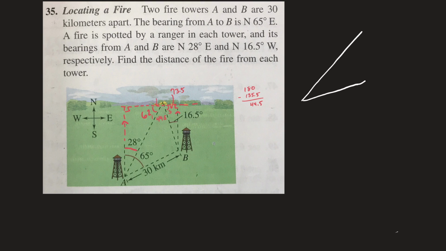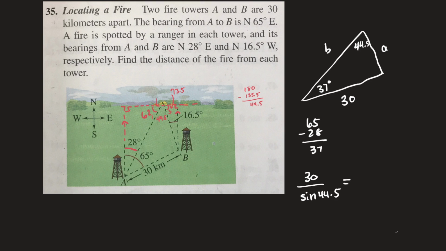That's really, really useful. So now this one is 44.5. I've got to figure this angle out at the bottom. So we're going to say 65 minus 28. It's going to give us 37. So we have 37 degrees here. We know that this is 30. I'm really trying to find A and B. So at that point, I can use the law of sines. Looking for a side length here, we're going to say 30 over the sine of 44.5 equals A over the sine of 37.